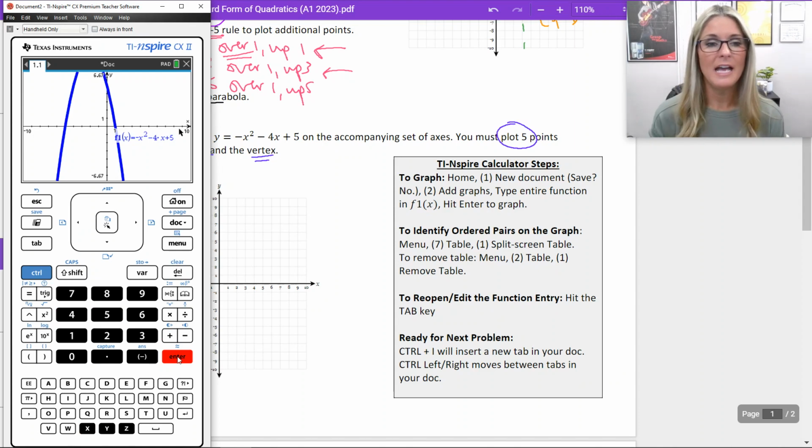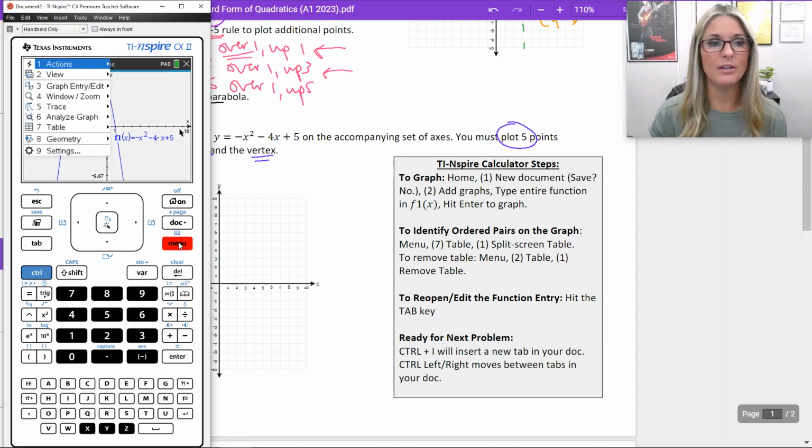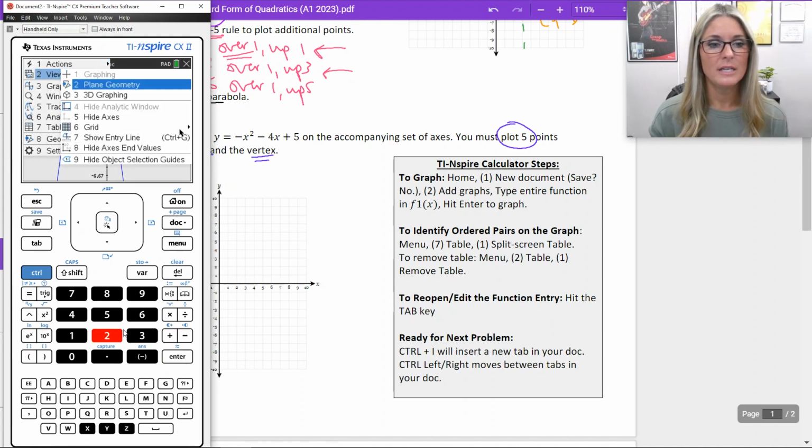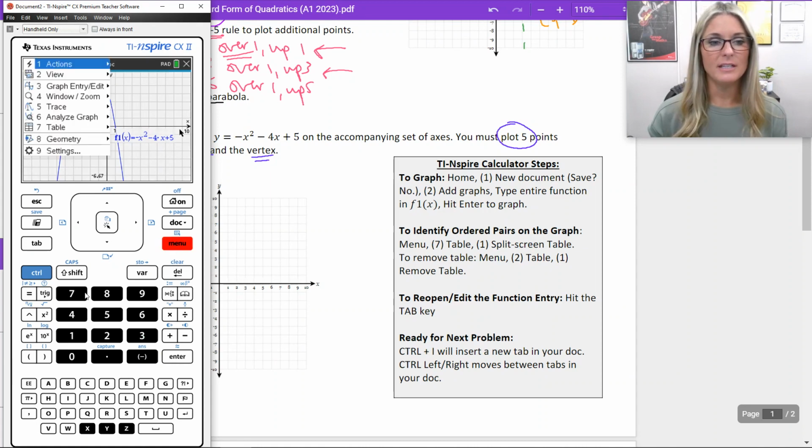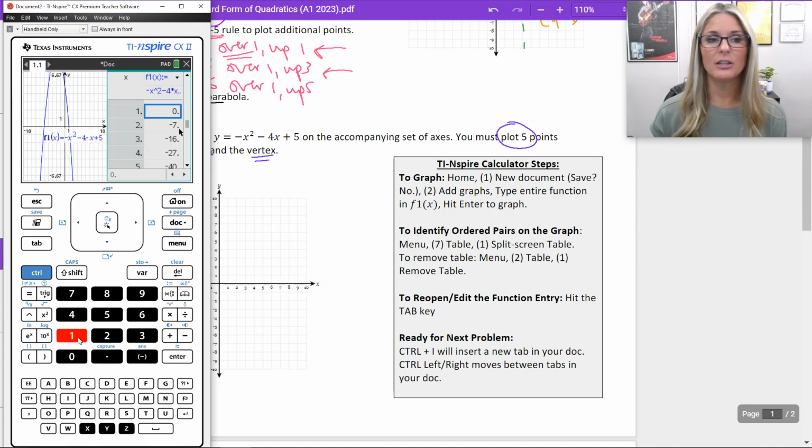I'm going to go ahead and hit enter to graph it, and I can see that beautiful parabola. I'm going to turn on my grid lines just so I can see those as we're looking at this. Menu view is number 2, 6 is grid, and 3 is lined grid, so I can see those x and y coordinates a little bit better. On our calculator steps, here on our notes, to identify ordered pairs on the graph, you might want to use menu. Number 7 is table, and 1 is split screen table. So this is literally going to give me an x and y coordinates in a table form.